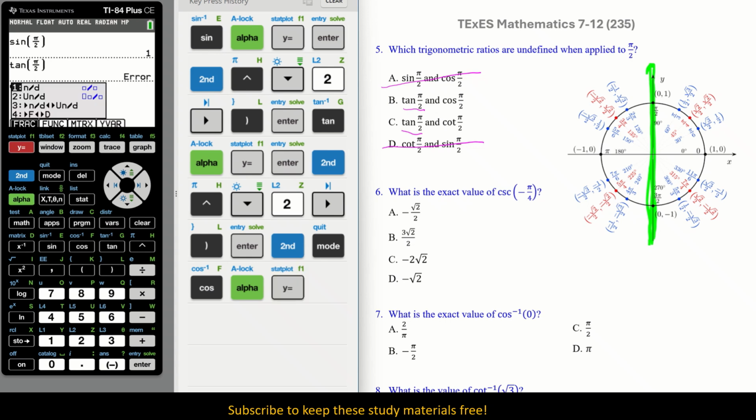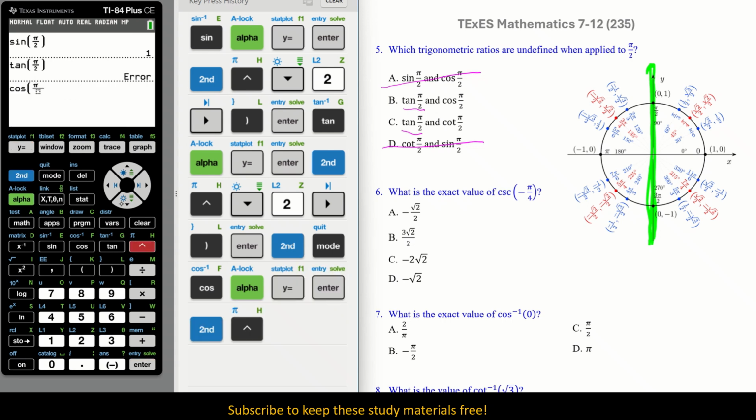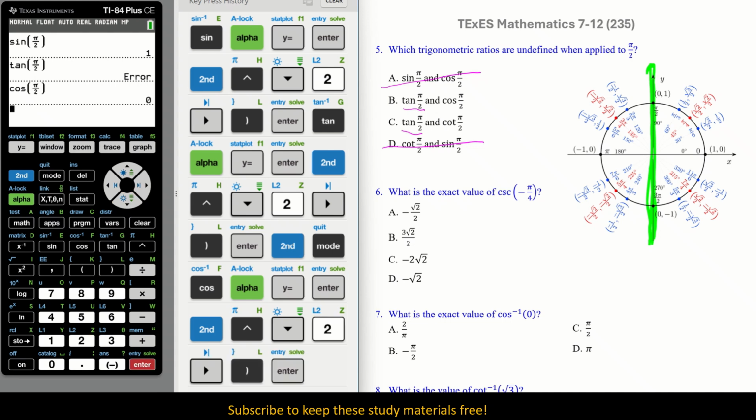So alpha y equals number 1, and then remember second, caret up, go down to, I'm going to close it, enter, and it's 0. Therefore, it is defined. So I was correct in saying it was C. All right, let's go to number 6.